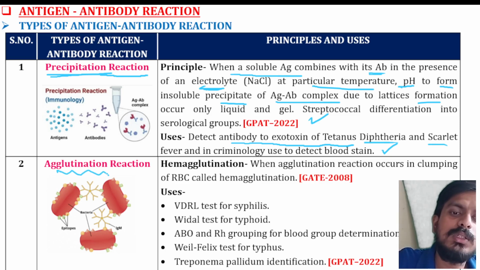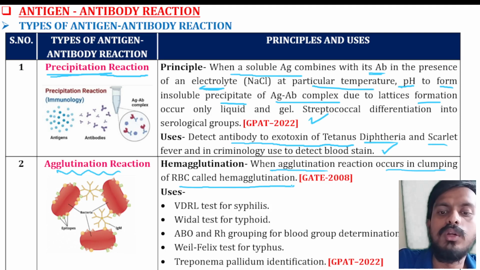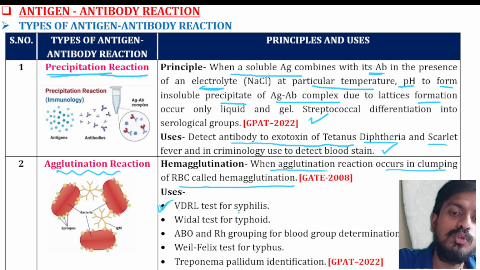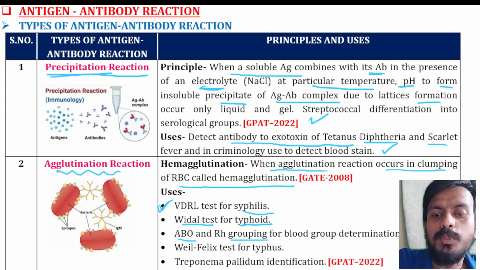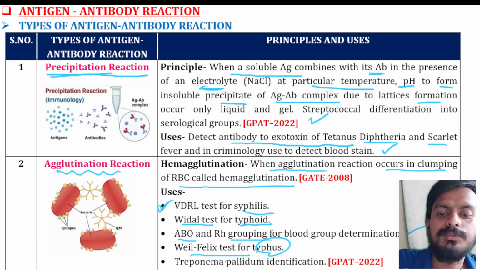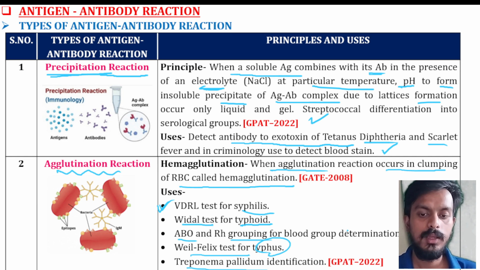Next is the agglutination reaction. When the agglutination reaction results in clumping of RBCs, it is called hemagglutination. This principle is used in the VDRL test in syphilis, the Widal test in case of typhoid, ABO and Rh grouping for blood group determination, the Weil-Felix test for typhus, and for identification of Treponema pallidum. This principle is used for the identification of different disease conditions.